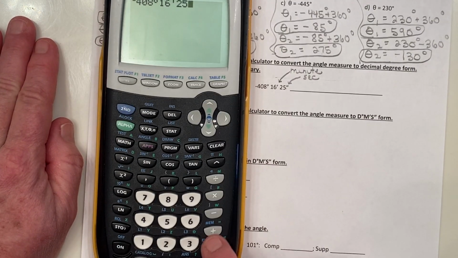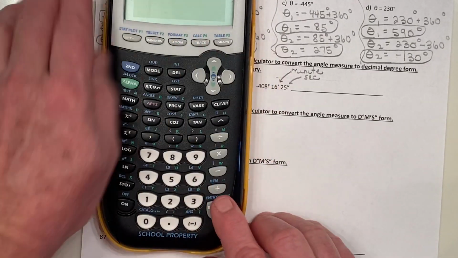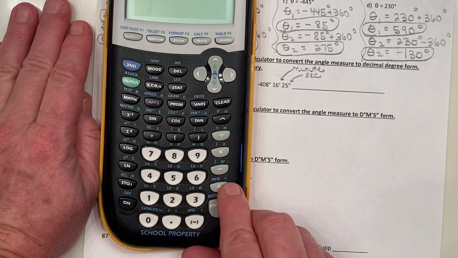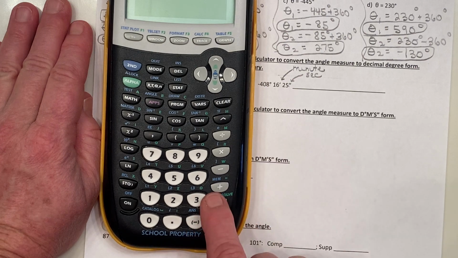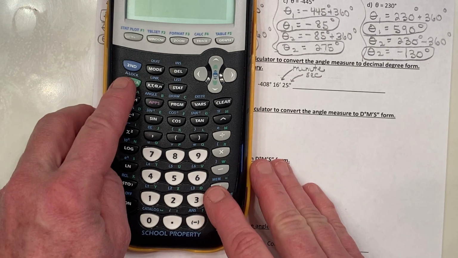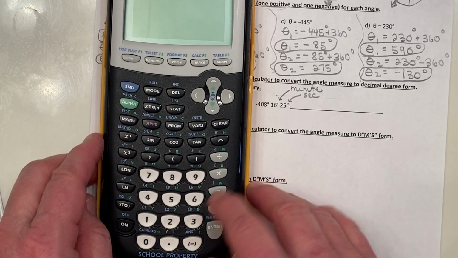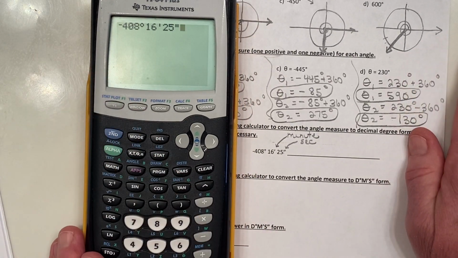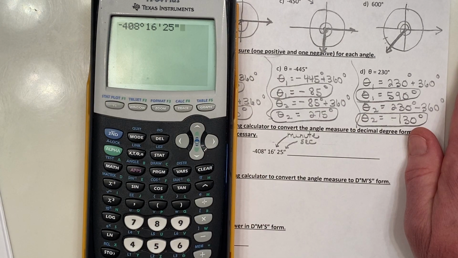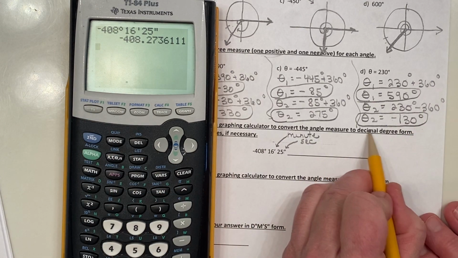You can see down here above the enter key, you see the plus key? To the right in green is the quotation marks, which represent the seconds. So we have to access the green. Now I'm just going to hit alpha plus, and that's going to put your seconds on that degree measure. Once you have it entered, all you have to do is hit enter. Okay, now I have a decimal degree form.